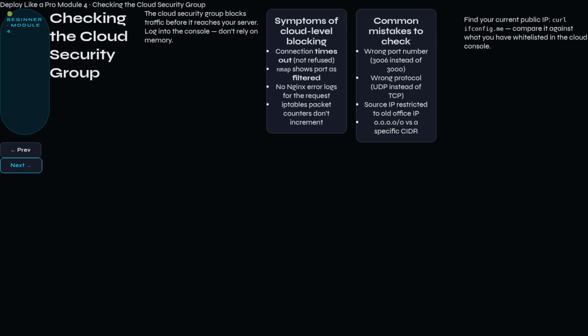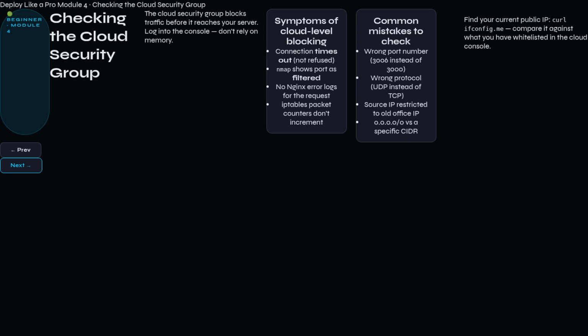Signs the cloud security group is not the problem: connection refused. If you get an immediate connection refused response, the packet reached the server. The cloud security group allowed it through. To check, log into your cloud provider's console, AWS, Oracle Cloud, Azure, GCP. Navigate to your instance's security settings. Look for inbound rules. Verify the port is listed with the right protocol, TCP versus UDP.